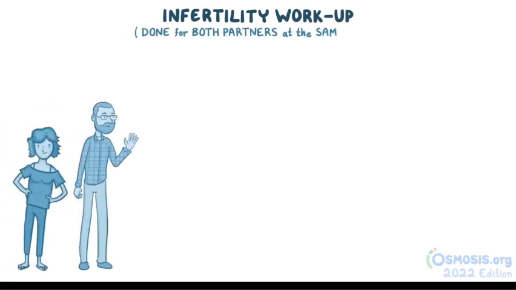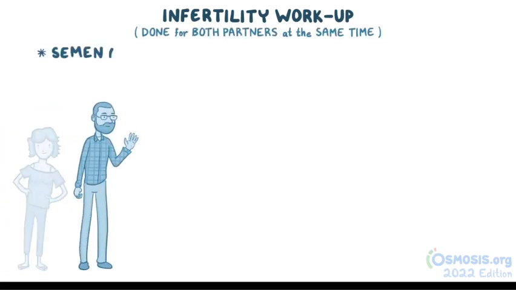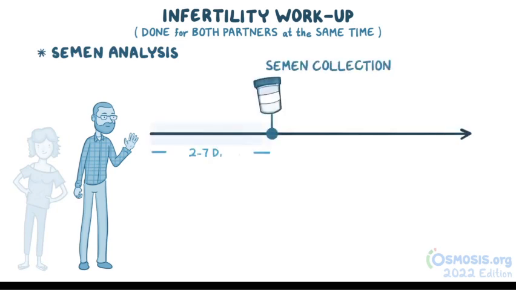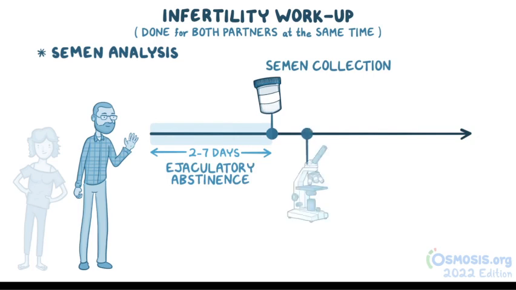The infertility workup is done for both partners at the same time. In males, the semen analysis can identify most causes of infertility. This is when semen is collected in a sterile cup after 2 to 7 days of ejaculatory abstinence, meaning no semen release through sexual intercourse or masturbation, and then analyzed under a microscope.